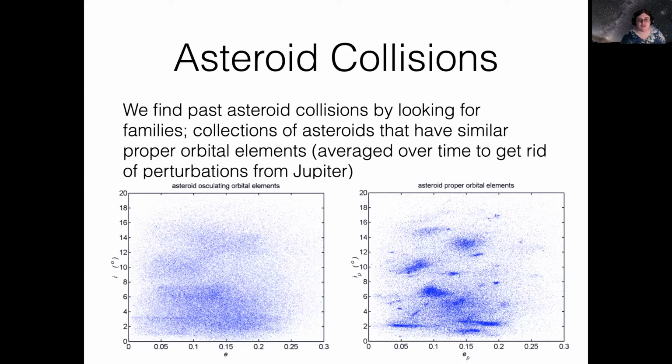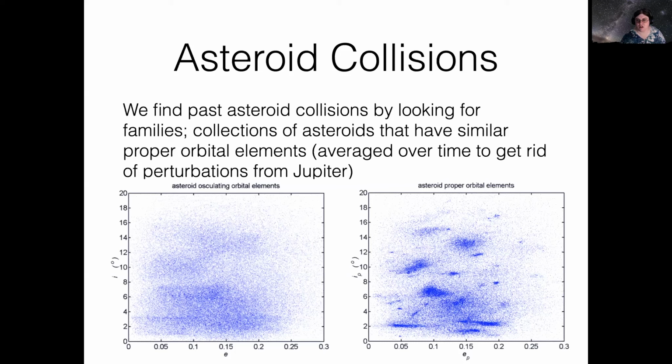But if you average over long periods of time, basically to eliminate the perturbations from Jupiter, you get what are called proper orbital elements. Previously, the one on the left is what's called osculating orbital elements. This is where you fit an orbit to the asteroid at a given time. Proper orbital elements adjust for perturbations from Jupiter, since we know Jupiter is there. And there, the plot makes a lot more sense. We see it's a lot clumpier. And those clumps are basically what we think of as collisional families.